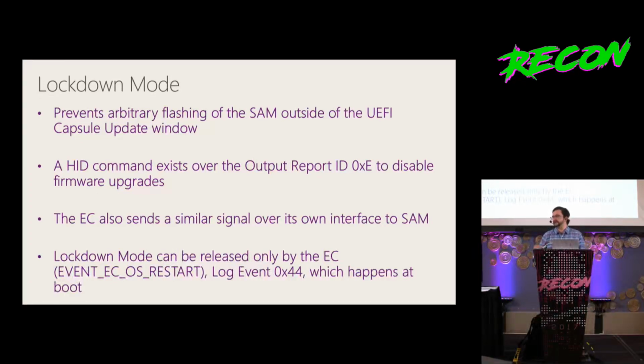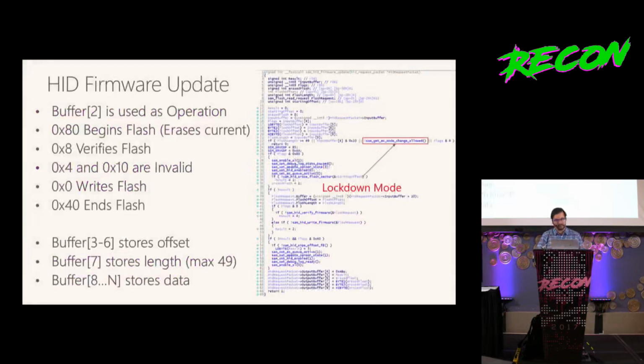When SAM starts up, it starts in lockdown mode. The EC can then tell it to disable lockdown mode, and then the EC can later re-enable it again, or there's a HID command to re-enable it again as well. So the way it works, if you want to flash this thing, is there's an operation code in buffer 2. You can begin flash, you can write flash, and you can end flash. Interestingly, there's also a code for verifying flash.